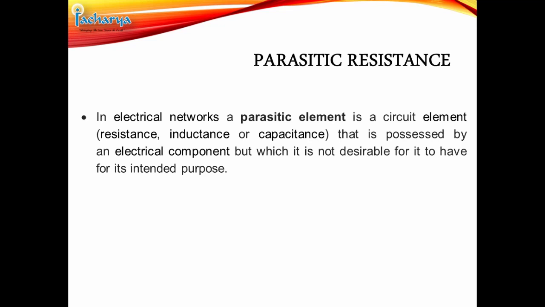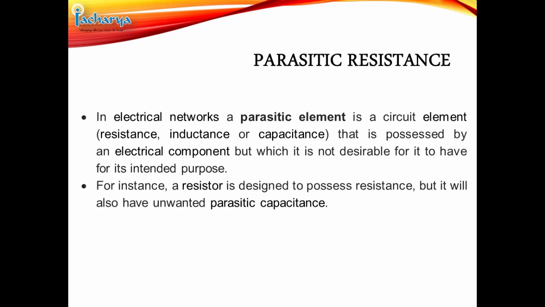In electrical networks, a parasitic element is a circuit element. It could be either resistance, inductance, or capacitance that is possessed by an electrical component but which is not desirable for it to have for its intended purpose. For instance, a resistor is designed to possess a resistance, but it will also have unwanted parasitic capacitance.